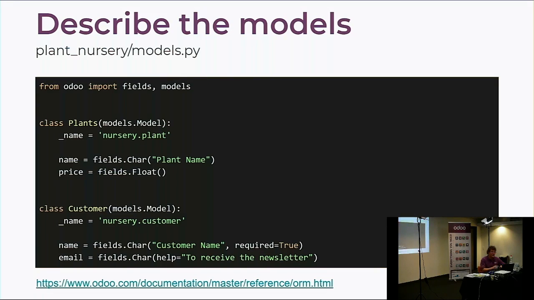Now, to describe the models, we should do it in a Python file. The file name does not matter, but you have to import it in the __init__.py file. Usually, we put one model per file to ease the code reading. You can check our coding guidelines in the official documentation. You can type on Google, it's easy to find.